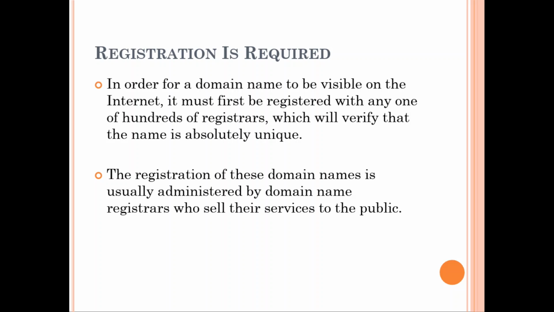Any time you have created an email ID and wanted to take an email ID with your name, like amitkumar@gmail.com, Gmail tells you that this is not available and suggests something like amitkumar11, and you can choose from the given list. It is the same here. The registration of domain names is usually administered by domain name registrars who sell their services to the public.